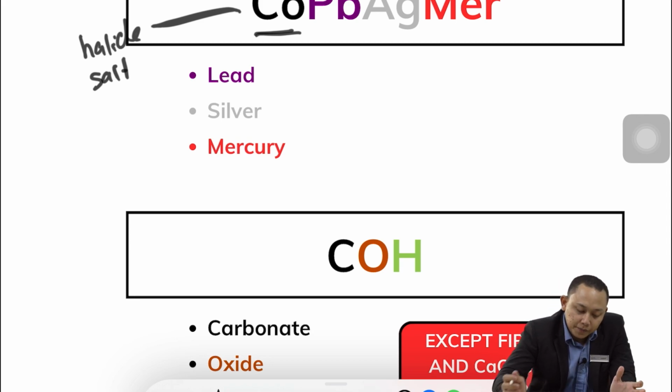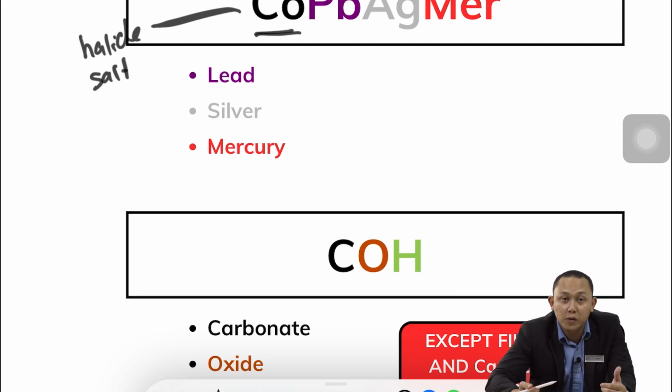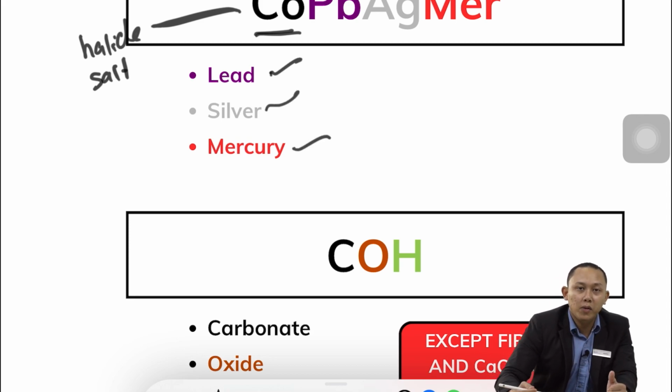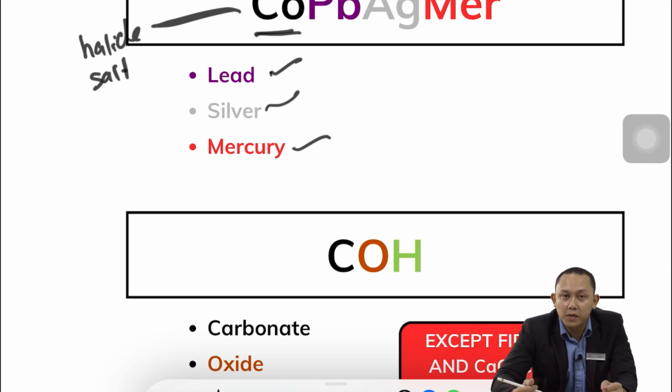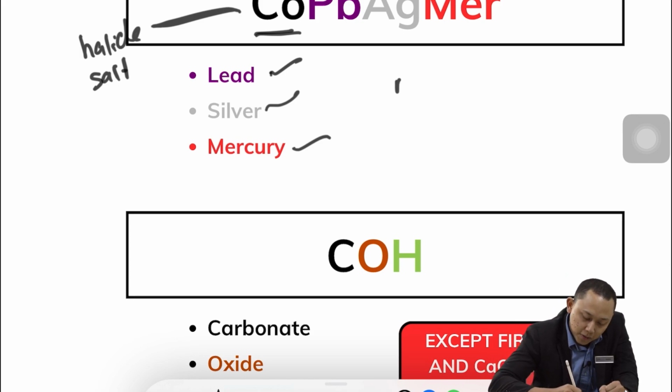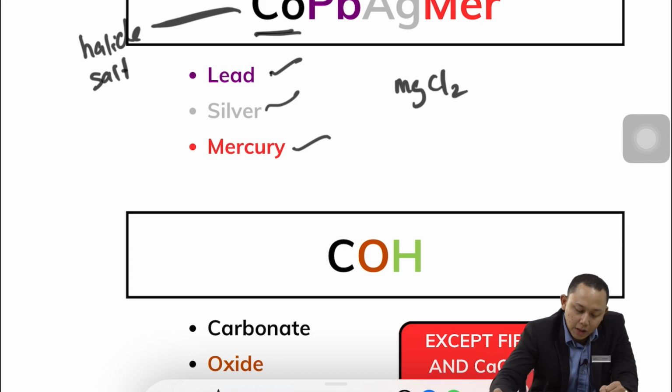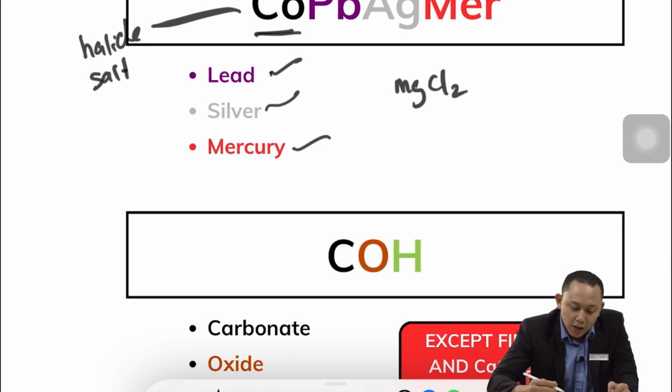Alright, so now I have lead, silver, and also mercury. These three salts also fall under an insoluble salt, which means it is not going to dissolve in the water. Let's say I have magnesium chloride. So this one is a chloride salt.